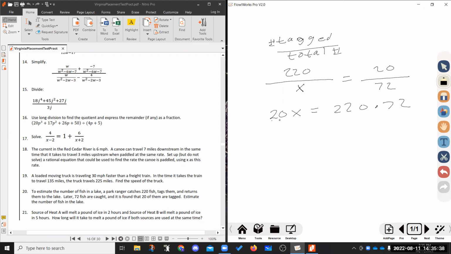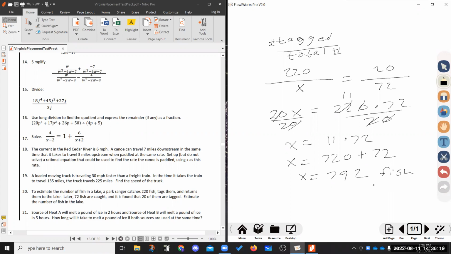I'm just going to leave that for a second. I'm going to divide by 20 here. 20 is going to go into 22 evenly and leave me with 11. So x is equal to 11 times 72. Multiplying by 11 is hard, but it's the same thing as multiplying by 10 and adding another one of them. So x is going to be equal to 792 fish.